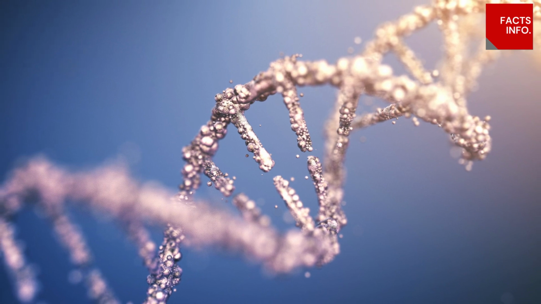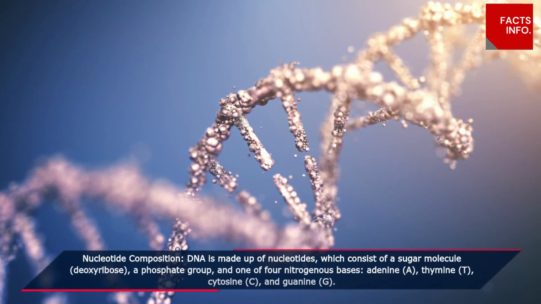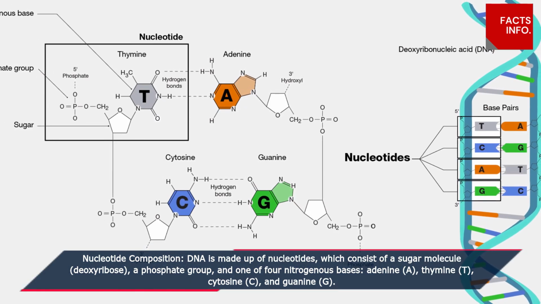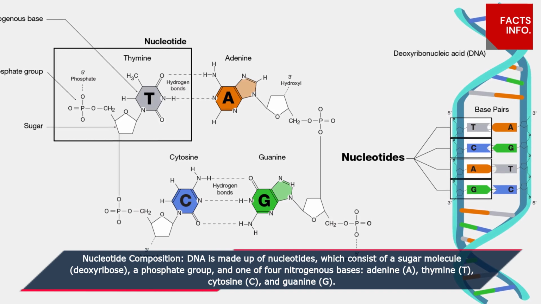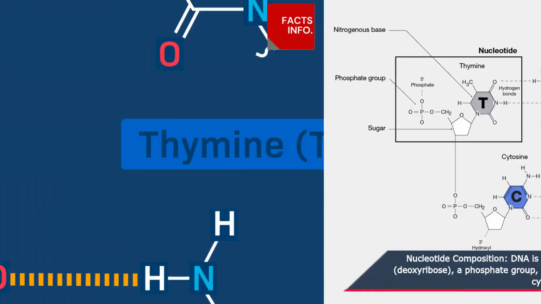Nucleotide composition. DNA is made up of nucleotides, which consist of a sugar molecule, deoxyribose, a phosphate group, and one of four nitrogenous bases: adenine (A), thymine (T), cytosine (C), and guanine (G).